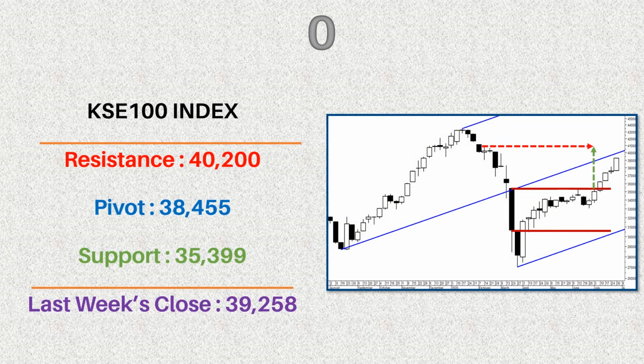The Karachi Stock Exchange 100 Index closed at 39,258 level on July 30, 2020. The weekly closing is above the weekly pivot level of 38,455 level. The major weekly resistance and support levels are at 40,200 and 35,399 respectively. Technically, the trending indicators are bullish. It is very near to the median line of the pitchfork indicator.